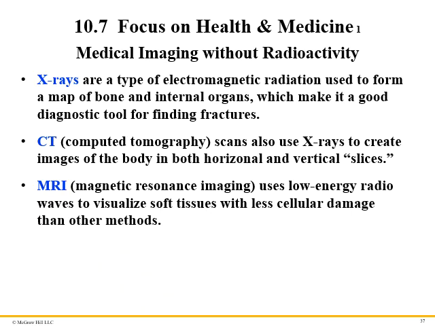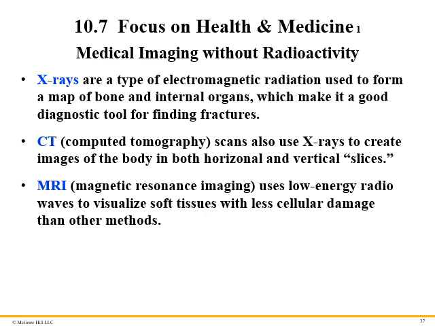When we look at CT scans or computed tomography scans, they also use X-rays. They create images of the body in both horizontal and vertical slices. Very good at looking at what's going on inside of our bodies, which is very positive. When we look at MRIs, magnetic resonance imaging, they use low energy radio waves to visualize soft tissue with less cellular damage than other methods.